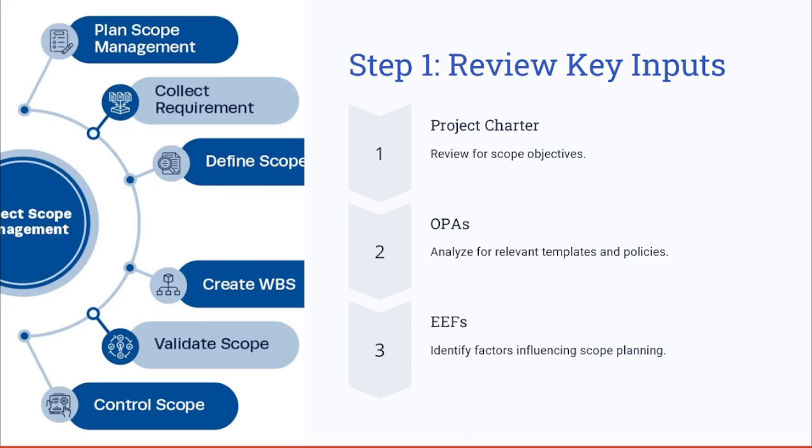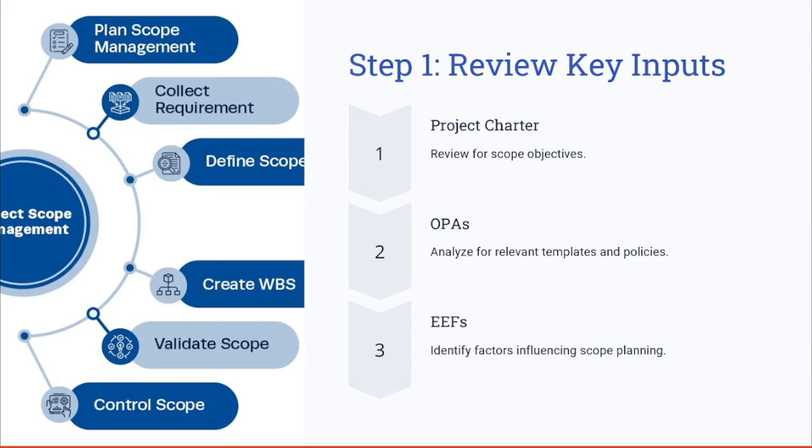The key inputs that we have already explained include the OPAs, the EEFs, the project charter, and the project management plan. The first step involves reviewing the critical inputs like the project charter to understand the high-level requirements, scope, or deliverables that were defined in the initiating phase. Also, you might need to look into the project management plan, followed by the OPAs and EEFs. These inputs provide the foundational elements required to tailor the scope management plan to specific organizational needs.